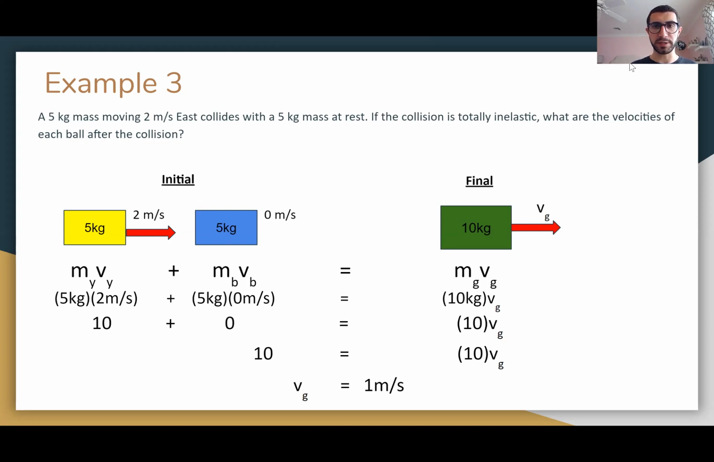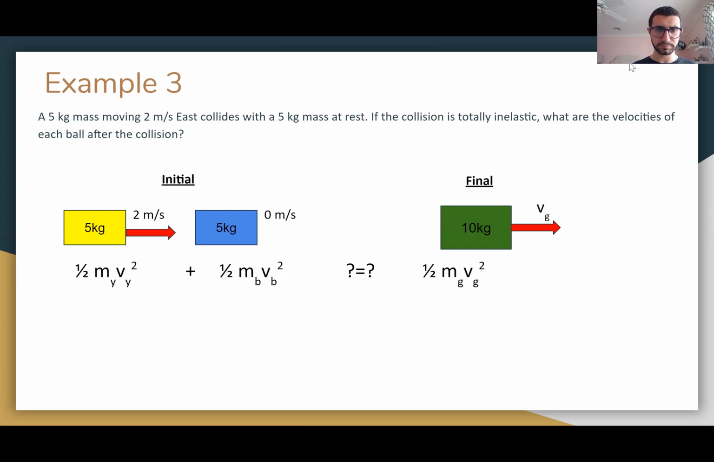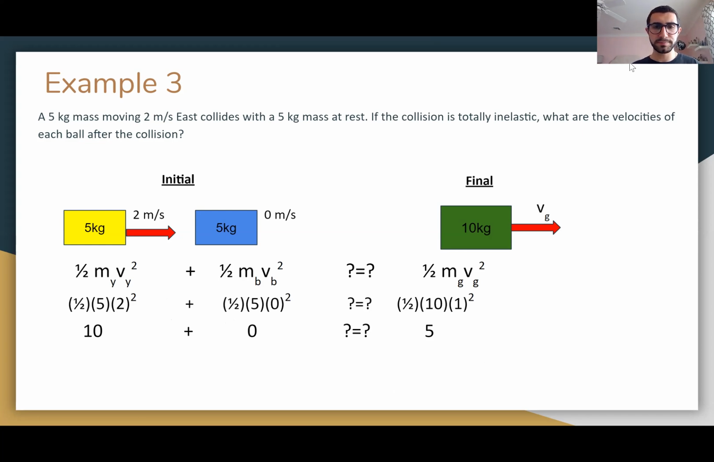Well, what about the kinetic energy? Well, we know that it's totally inelastic, so the kinetic energy before should not equal the kinetic energy after. But let's just see to make sure that that is correct. So we apply our kinetic energy equations to all three of our objects in this system. We just solve for the final velocity of the green mass. And if we do out the numbers, we learn that 10 does not equal 5. And the reason for that is because it is an inelastic collision. So it matched our prediction, and it is indeed a totally inelastic collision.